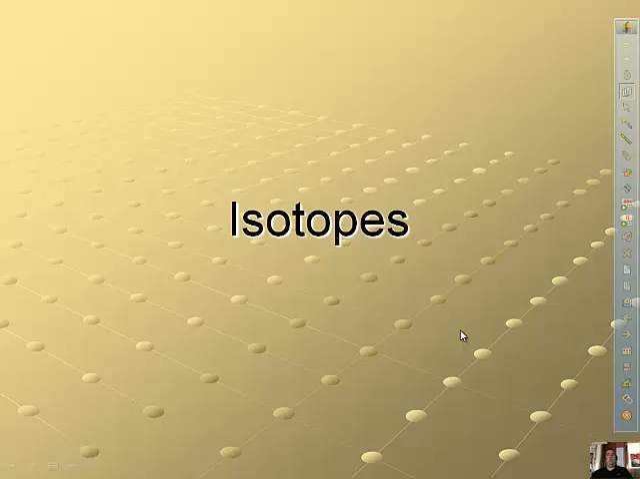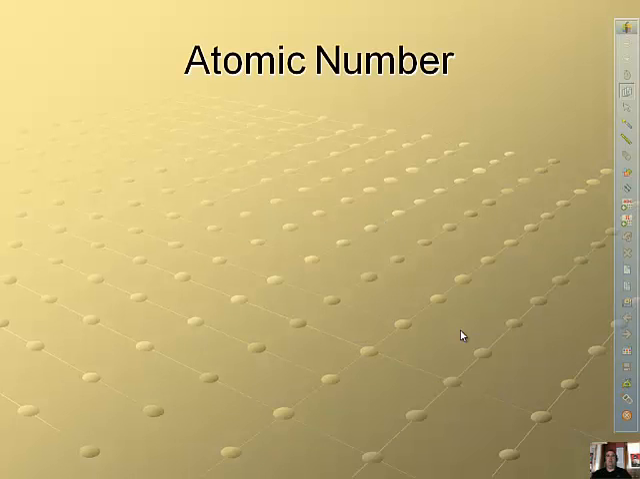All right, today we're going to start talking about isotopes. Again, if you remember where we left off with the current atomic model of what the atom looks like, we had our protons and our neutrons in the nucleus, and we had the electrons floating around the outside of that nucleus in the electron cloud.